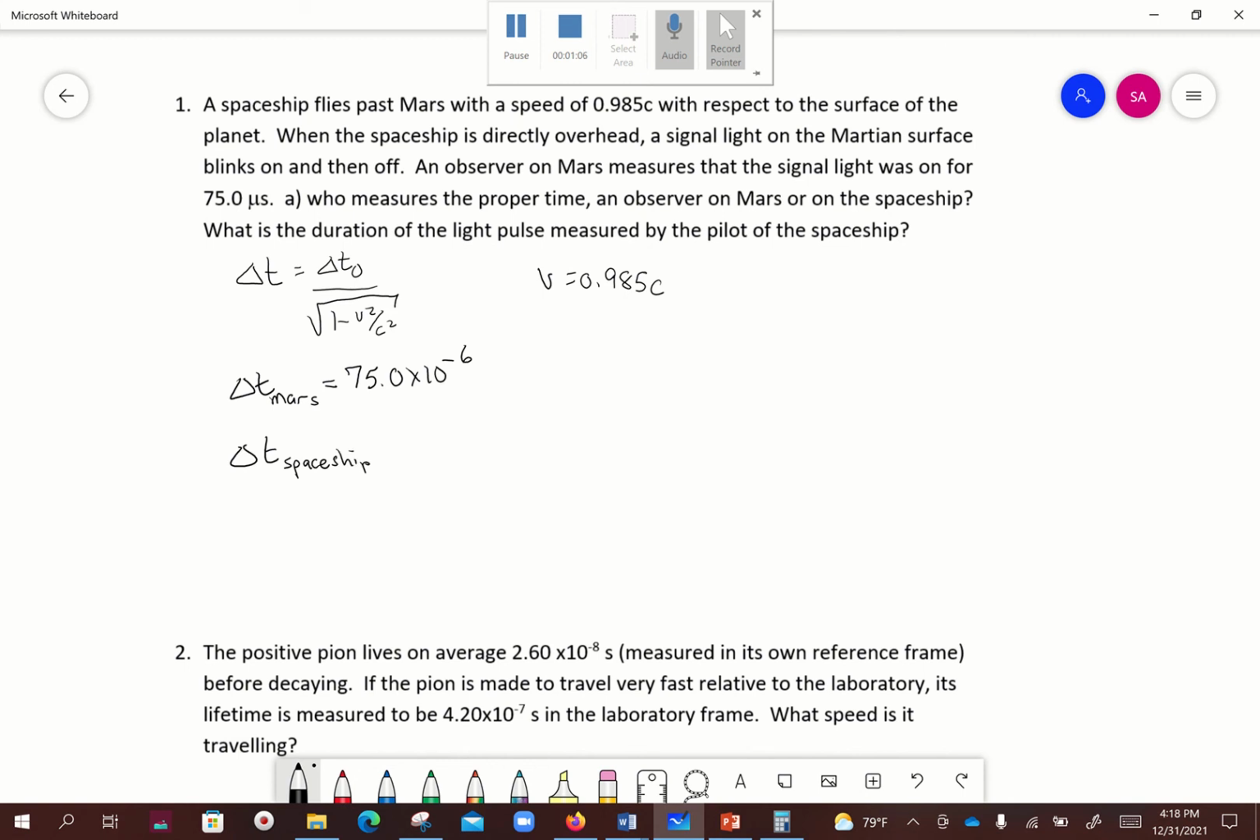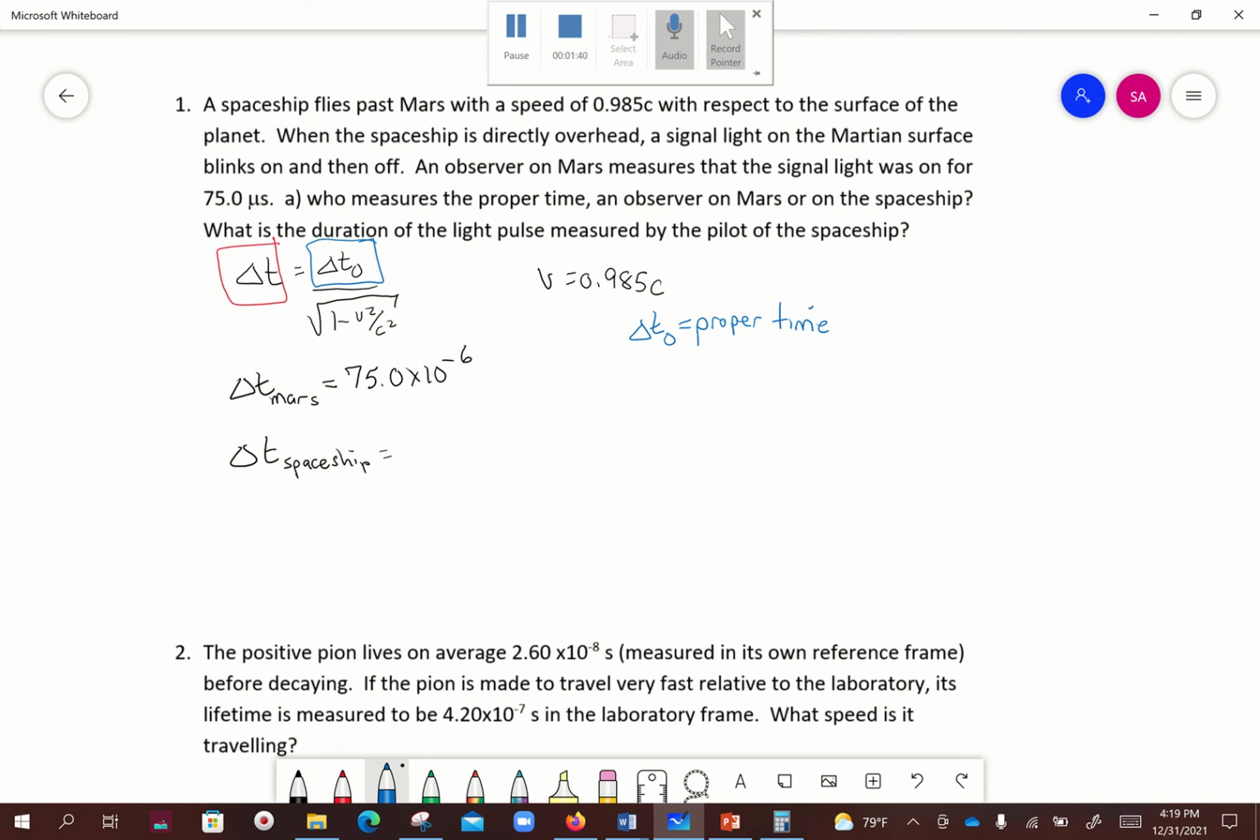And in part A, it asks who measures the proper time. We're going to have to think about that before we can put it into the equation. So which one of them is delta t, and which one of them is delta t0? Delta t0 is the proper time, and the proper time is measured in the frame in which the two events occur at the same location. So in which frame do the two events occur at the same location?